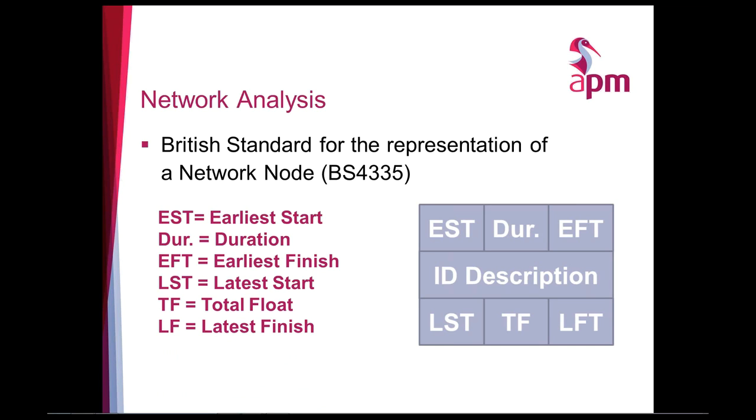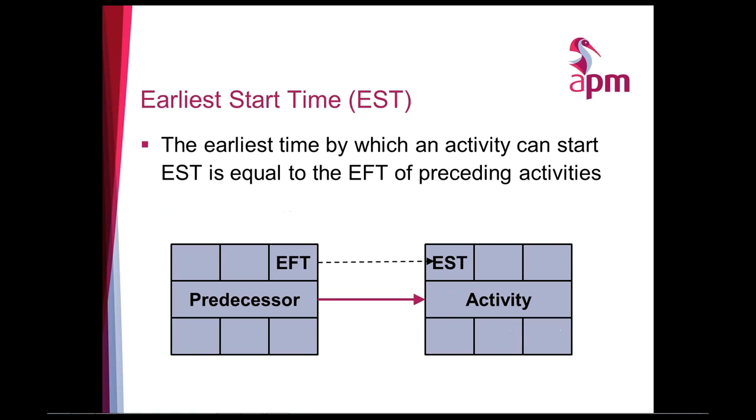What I'm going to describe now is where all these numbers come from. The earliest start time is basically the earliest time at which this activity can start, and it's equal to the predecessor's early finish time. So basically you take your predecessor, look at the earliest finish time, and move that across to the earliest start time.